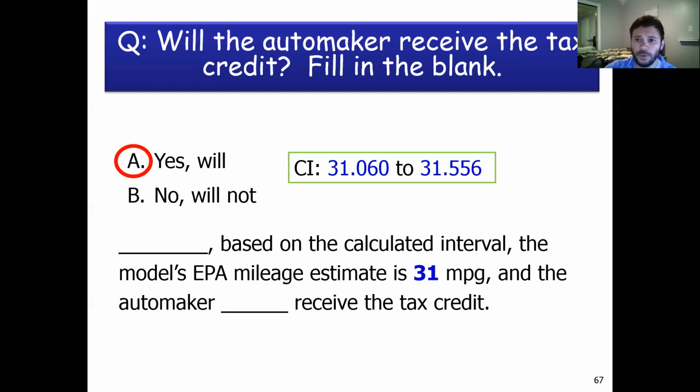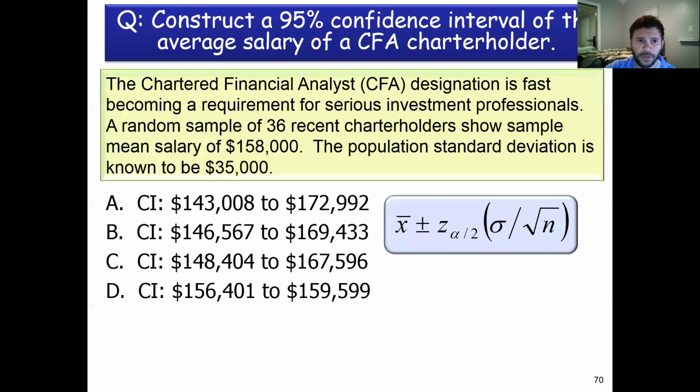Okay, let's go through one more example here. We're going to think about constructing a 95% confidence interval for the average salary of a Certified Financial Analyst charter holder. The CFA designation is fast becoming a requirement for serious investment professionals. A recent sample of 36 charter holders shows a sample mean of $158,000, and the population standard deviation is known to be $35,000. If you want to take a moment, pause the video and compute the answer.